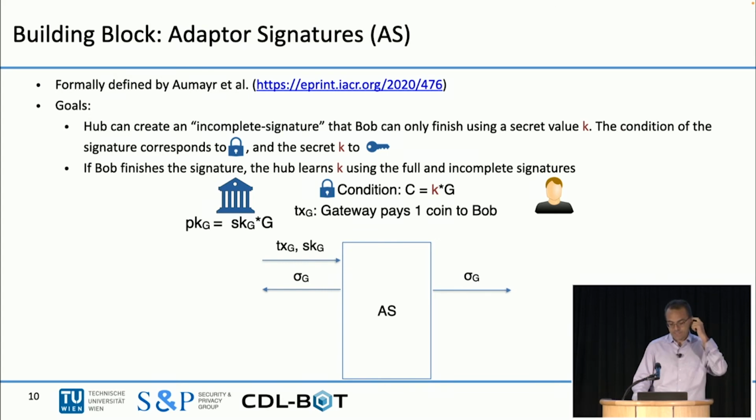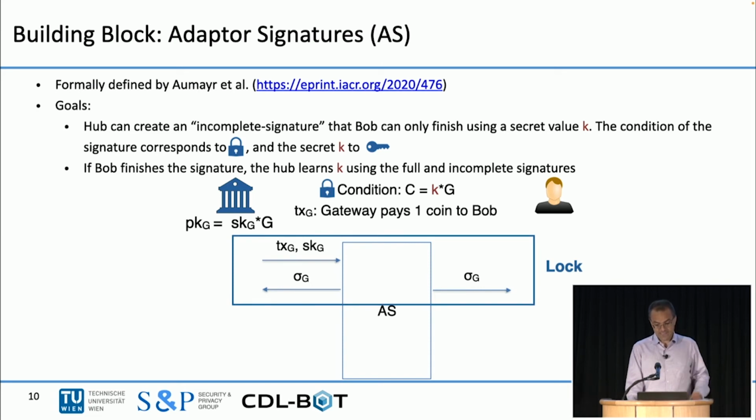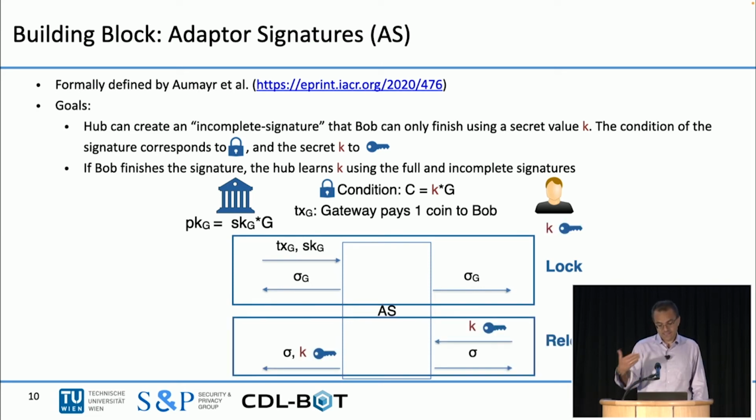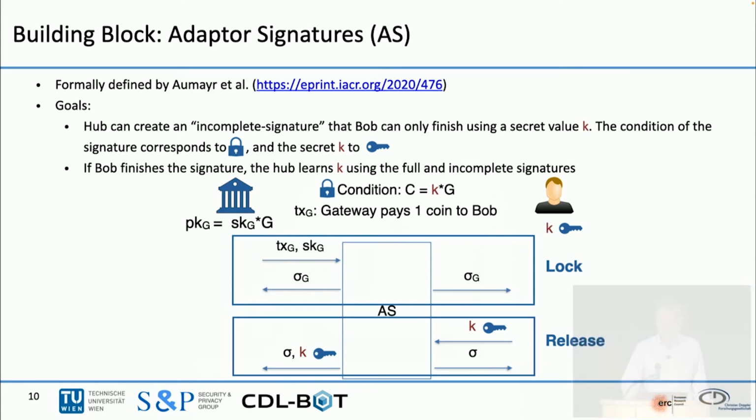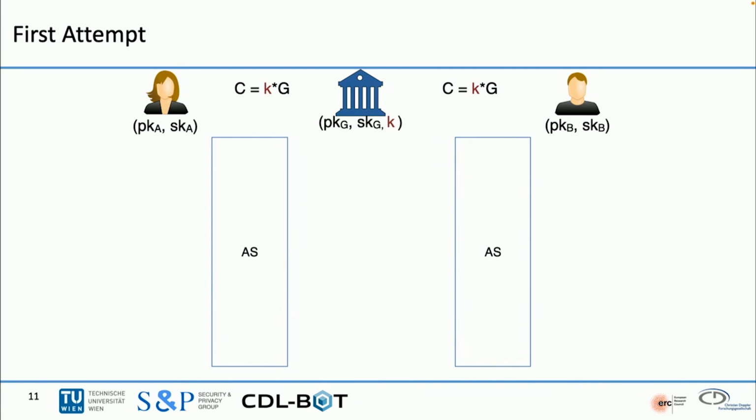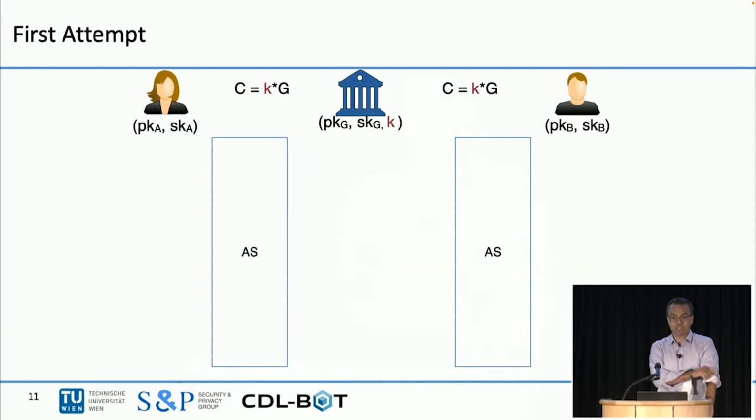So we start, the hub has the public-private key, constructs the adapter signature on this condition, and this can be finalized using k. This is the first lock phase. Then we have a second phase, this is the release phase, in which Bob, once he knows the key, can finalize the signature and basically get the money from the hub. And once the signature is finalized, the other party learns the secret or the witness, okay? So with this setup in place, we can try to build a payment channel hub based on adapter signatures, okay? This is a first attempt. It will not really work, but it gives a little bit of intuition on how we want to proceed, okay?